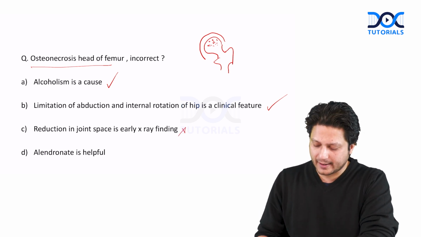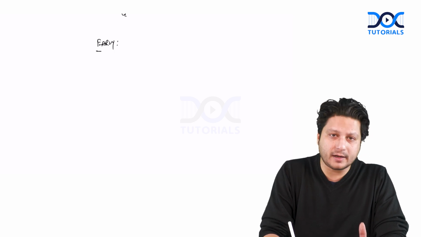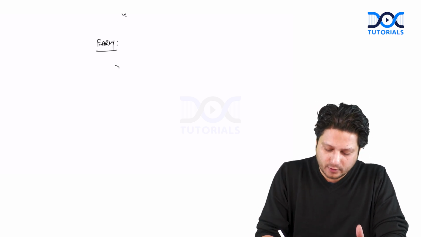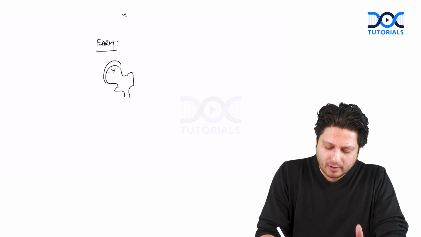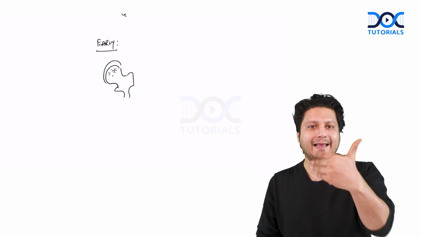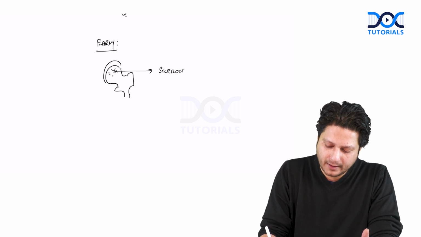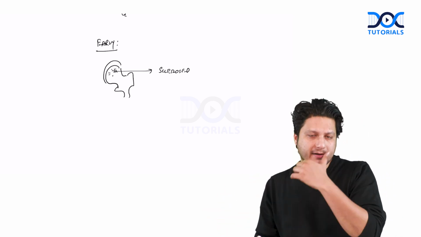Now, if you look at the X-ray findings, what are the early X-ray findings for avascular necrosis of the head of the femur? It is going to be, one, sclerosis in the head of the femur. There will be increased density. There will be sclerosis because of the necrotic calcification. This area appears sclerosed. All right. It will appear more dense in comparison to normal.